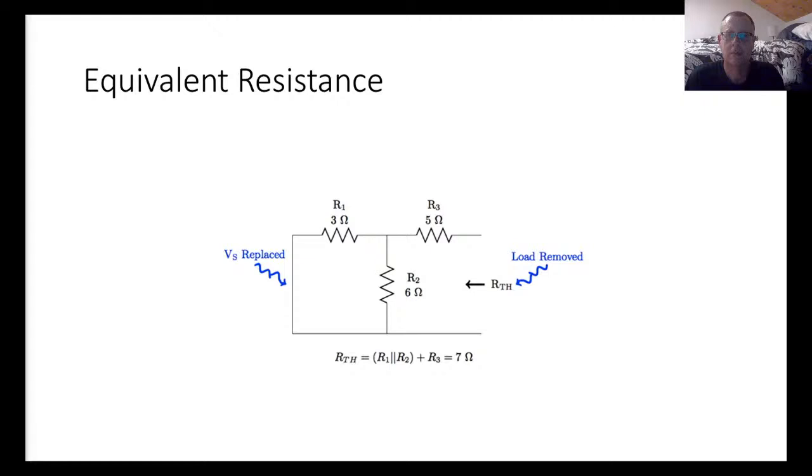Okay, so that's how we find the Thevenin resistance. Now, one thing I haven't said yet is, how do you get the Norton resistance? Well, the Norton resistance value is exactly the same as the Thevenin resistance value. Okay, so we've found the Thevenin resistance here, but it's also the Norton resistance.